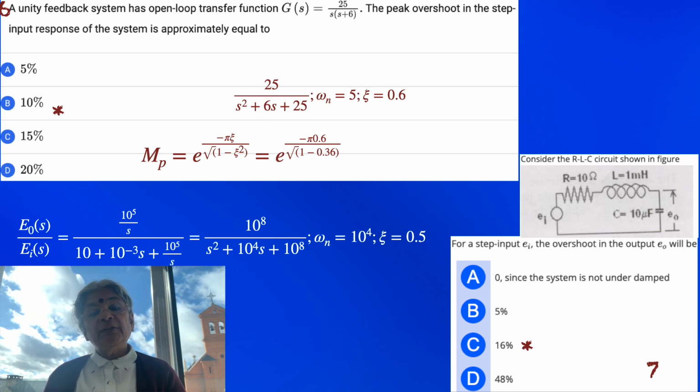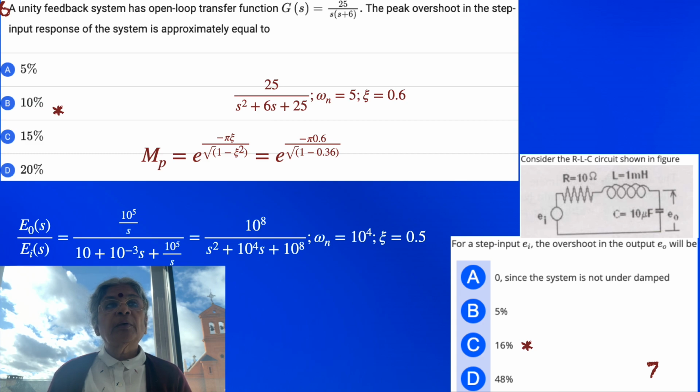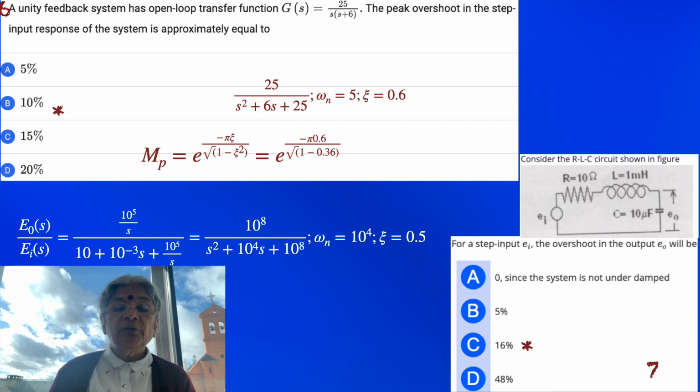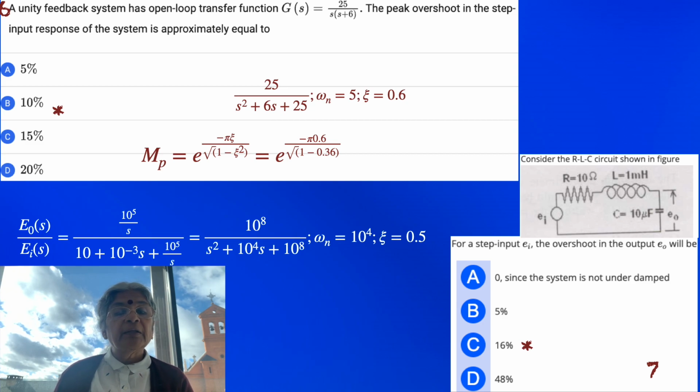Okay, so now we can calculate the peak overshoot as equal to e raised to minus pi into eta, where eta is equal to 0.6, divided by square root of 1 minus 0.6 square, or 0.36. So 1 minus 0.36 is immediately 0.64, and the square root is going to be 0.8. So 0.6 by 0.8 gives you 3 by 4. So e raised to minus pi into 0.75. Very simply, you can calculate that. You can see that it's equal to 10%.